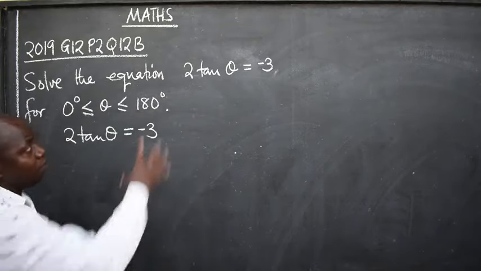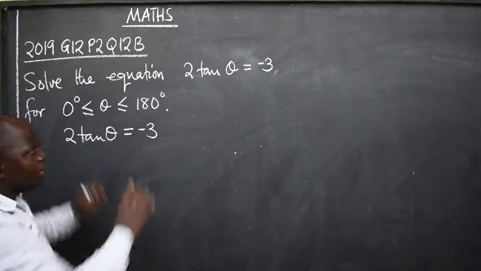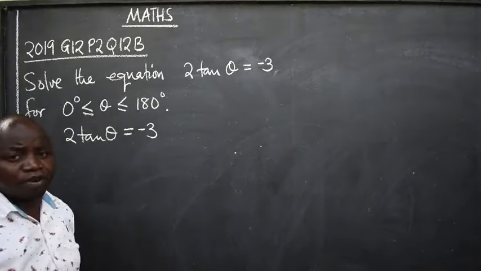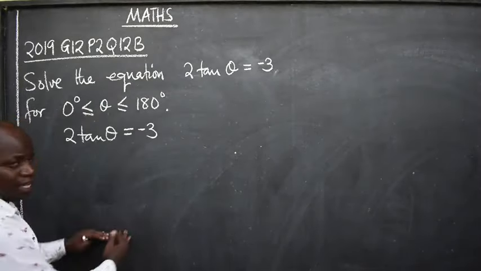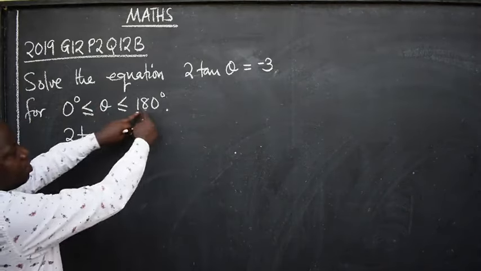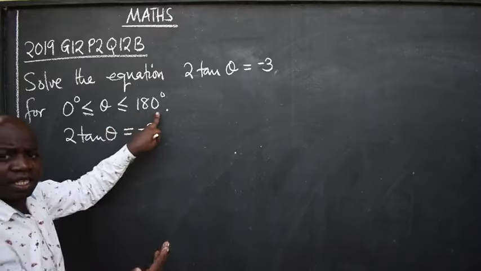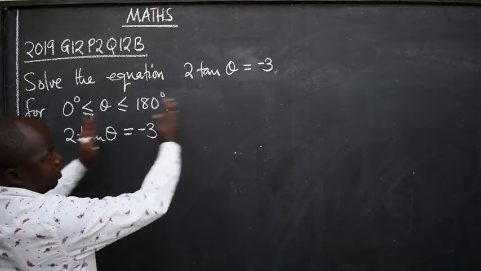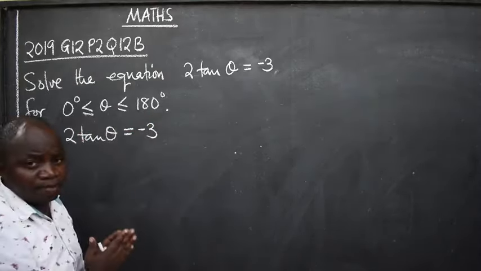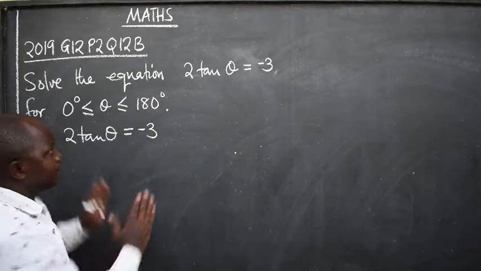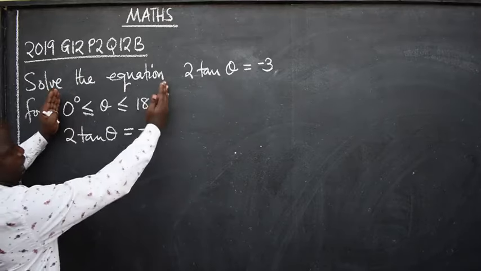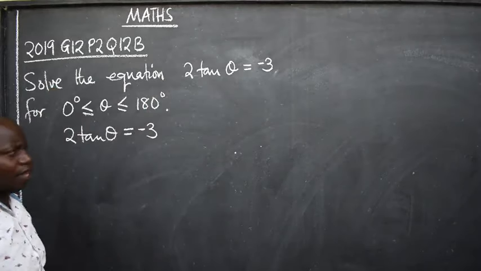Okay, so make sure whenever you are given a trigonometric equation, you look at the range that has been provided so that you are guided. Sometimes they will write 360. It means you have to go up to 360. Answers should be within that space. I hope that is clear. So for this one, 0 to 180. Let's see how you can find the answer.